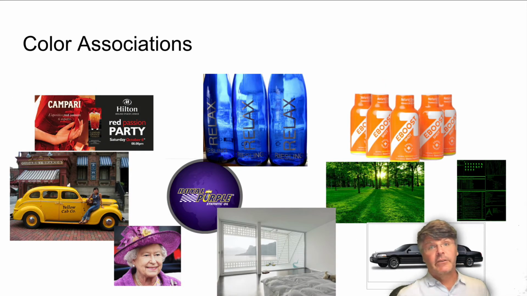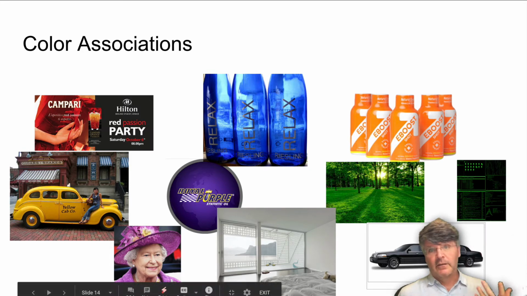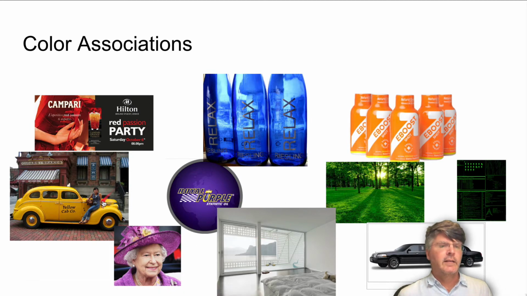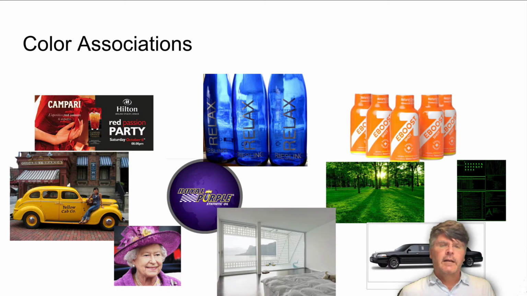The colors have associations associated with them. So red usually is fiery passion, blue relaxing, orange is energy, green is nature, or with a black background, it becomes computers. Black, luxury limos, luxury. White, again, is peaceful, and then yellow cabs and royal purple. As you can tell by the royal purple, that's more of a British thing. So these color associations can vary across cultures, something to be aware of when you're picking your colors.